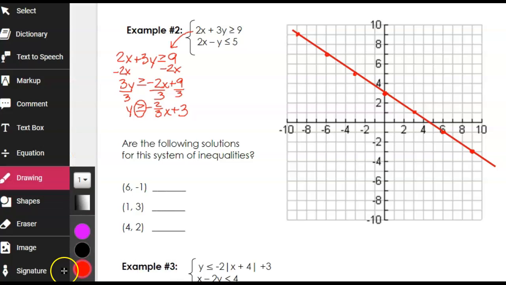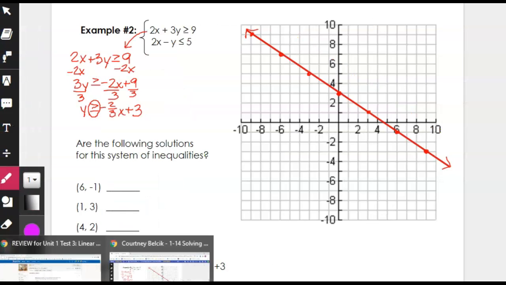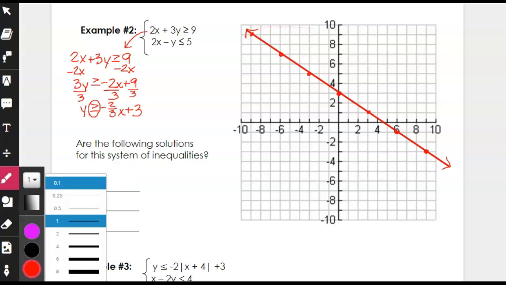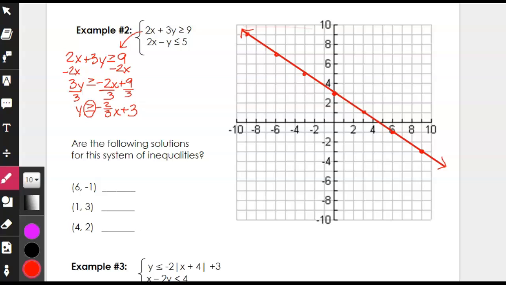Okay. And then if I shade above, I'm going to change my transparency. There we go. And I'm going to make that a little bit thicker. I'm going to shade above. There we go. So all of this is a solution to that first inequality.